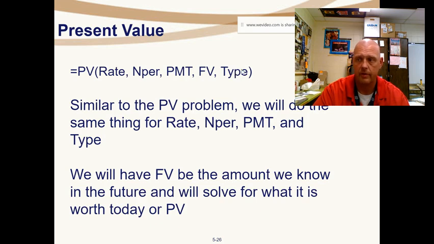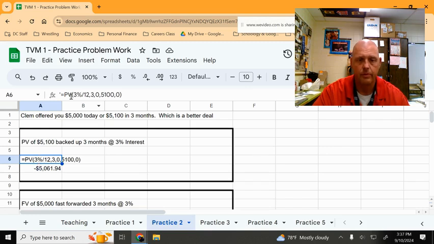And again, type is either at the beginning or the end. At the end is going to be 0, and that's the one we're going to use. So type is 0, payment 0. Future value in this example is going to be the $5,100. The rate is going to be 3% interest, but it's going to be compounded on a monthly basis. So that's why we're going to take 3% and divide it by 12, take our annual number and turn it into a monthly number. And then the question is, how many times are we going to have to back it up? We're going to have to back it up 3 months' worth.